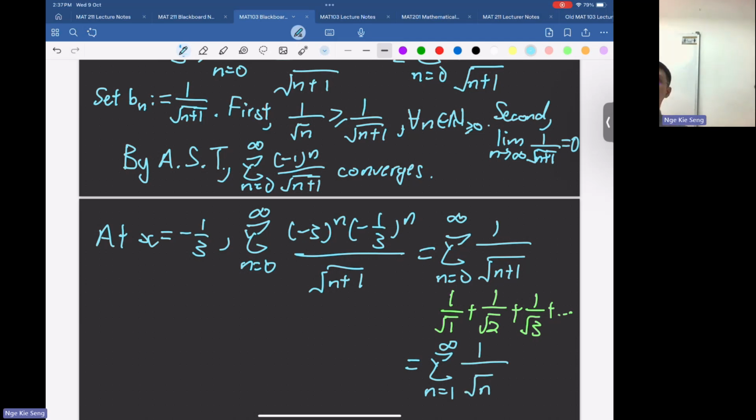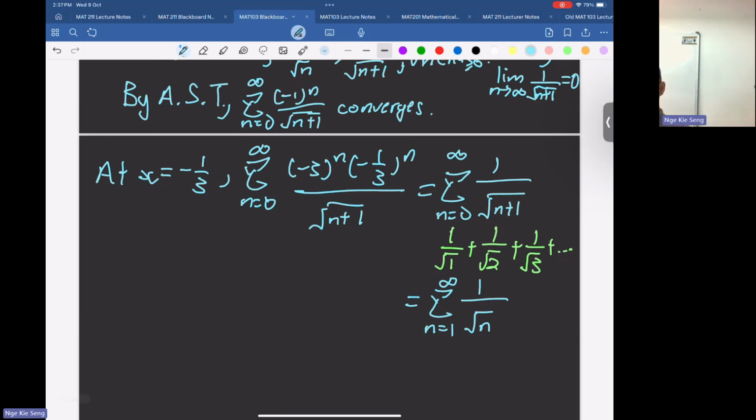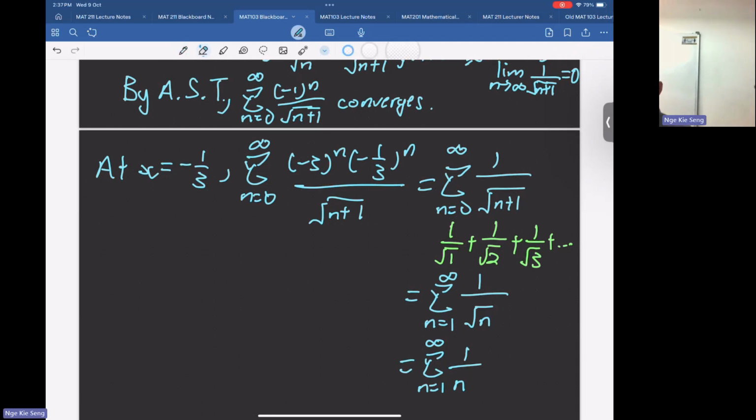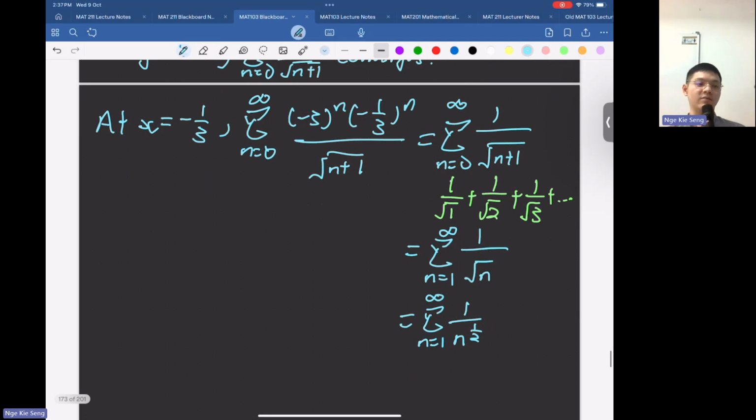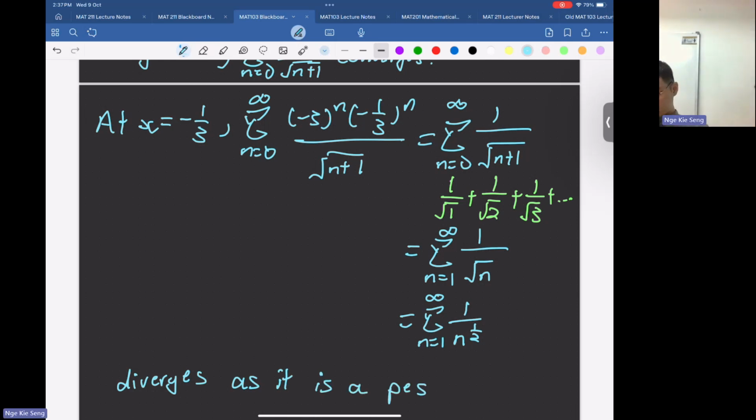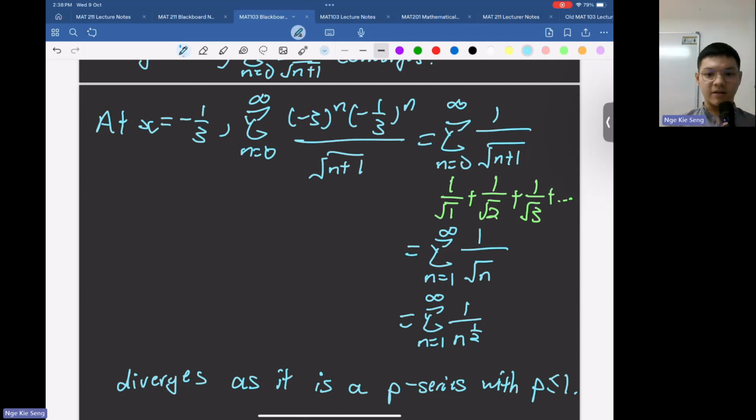Do you recognize anything? What's this? P series, correct or not? What P is this? This P is n to the half. So this P series here has P less than 1, meaning this P series will diverge, as it is a P series with P less than or equal to 1. So when does a P series converge? When P is strictly greater than 1. And if and only if. So that's really you need greater than 1.